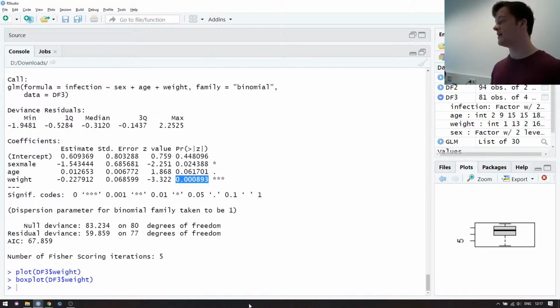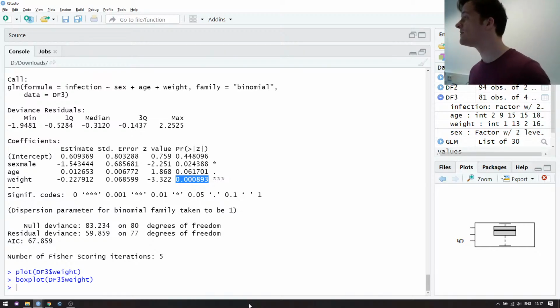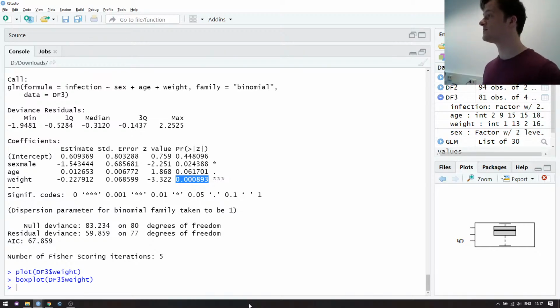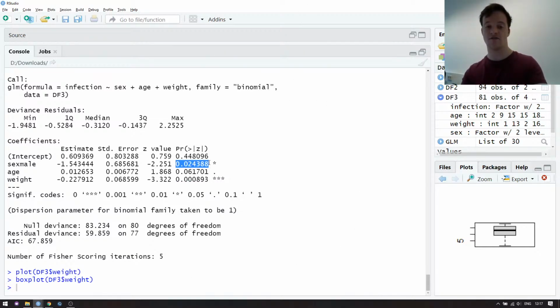Yes? Yeah, and which one has the greater chance of parasitic infection? Why? Yeah, so it has a significant effect. That's what we can see over here. That's just the p-value, right? But if I wanted the direction of effect, I have to look at the estimate.